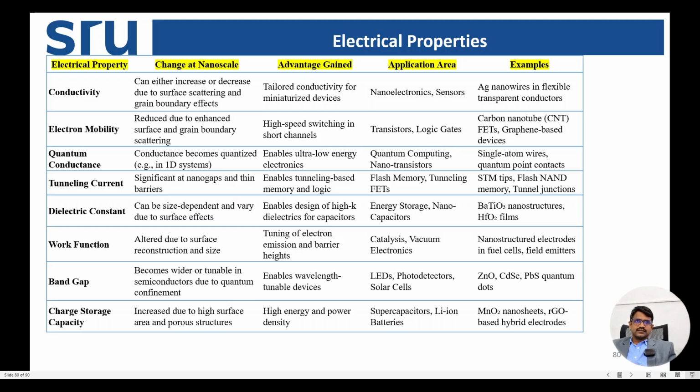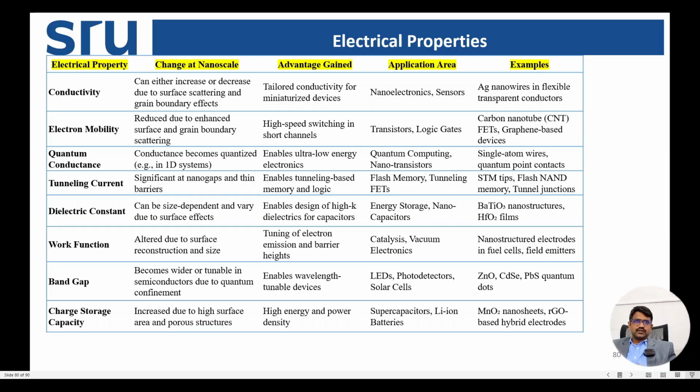Then quantum conductance becomes quantized in one dimensional systems. So what is the advantage? Enables ultra low energy electronics. Application area: quantum computing, nano transistors. Examples: single atom wires, quantum point contacts. Then tunneling current, significant at nano gaps and thin barriers.